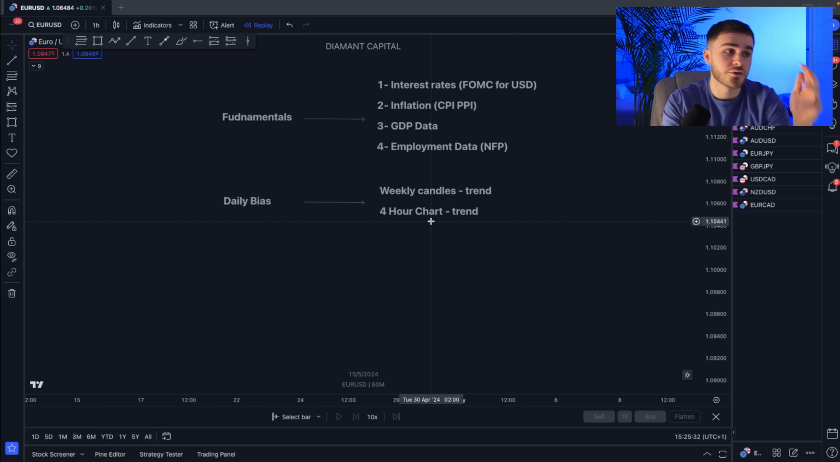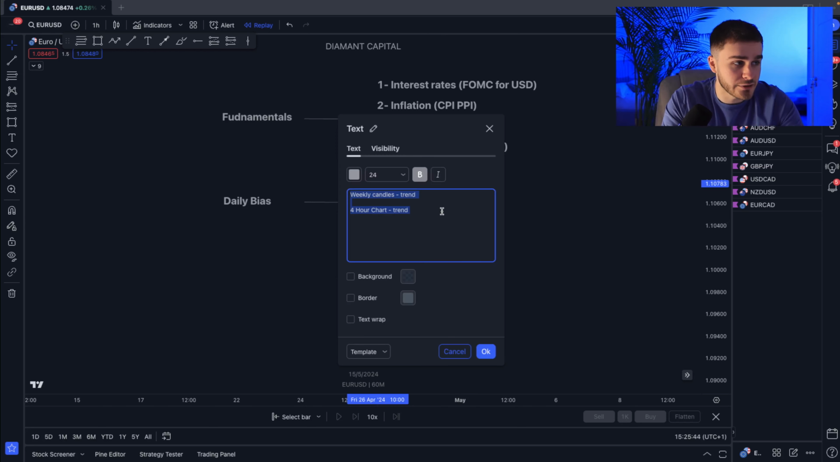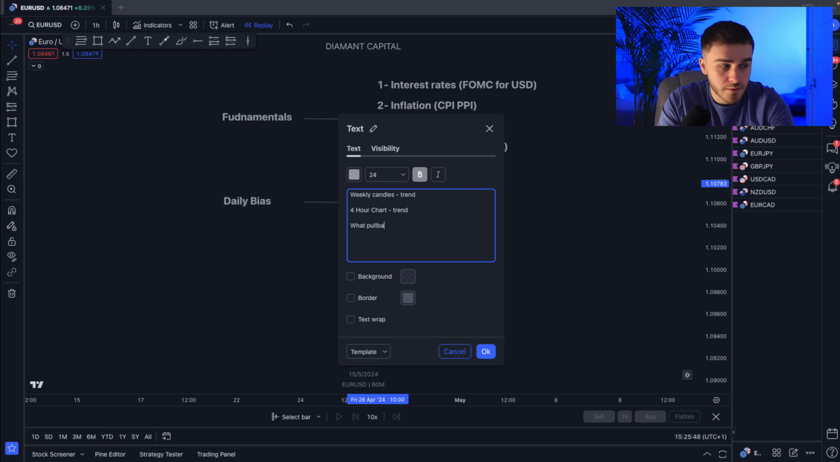Once we get these three in line, so fundamentals, weekly candles, 4-hour chart, you kind of understand where the trend is actually moving. All we're going to be waiting for now, for the daily bias, is where are we in terms of our supply and demand areas. So, what pullback are we at?